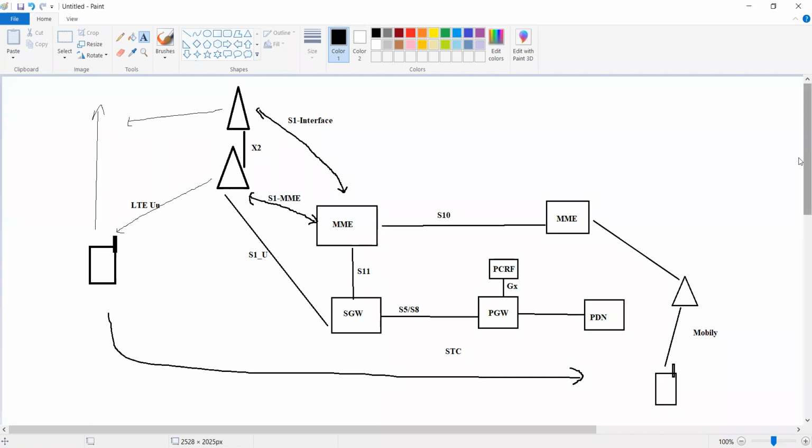Till now, any doubt? Yeah, till now it's okay. I got everything, I understand. Okay, fine. So coming to the architecture once again.